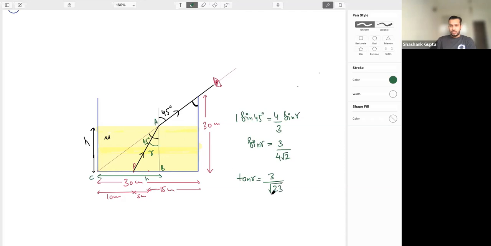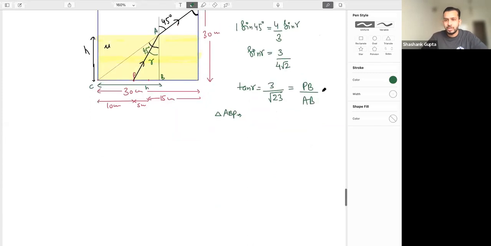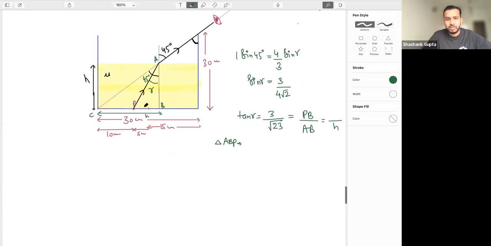So now we are talking about triangle ABP. In this triangle, can I say tan R is equal to BP upon AB? Just see the calculation part of it. AB, we know it is H. What is BP in this triangle? Let's calculate. This full thing is H.